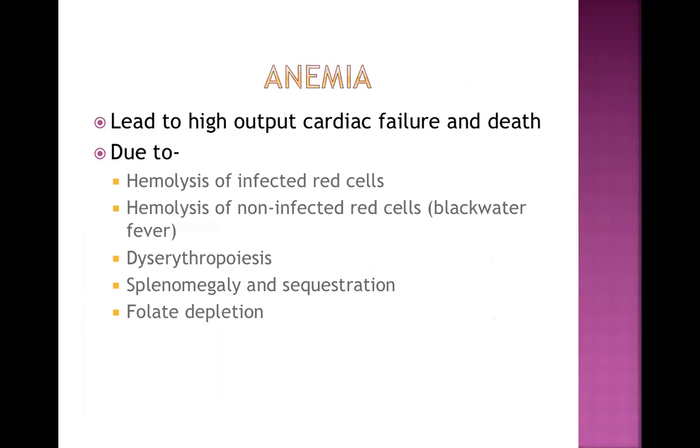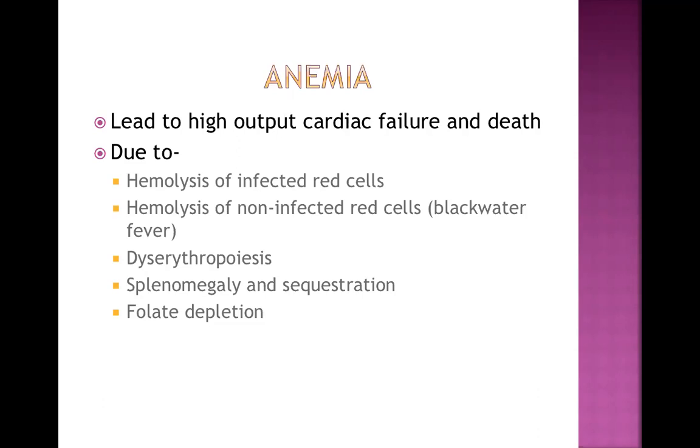This severe anemia can lead to high output cardiac failure and even death. Now, the question is why this anemia occurs in this condition. It occurs because of hemolysis of infected red cells. Let's go back to the pathogenesis. What is happening inside the RBC? Especially in falciparum malaria, Plasmodium falciparum is a type of plasmodium which affects all types of RBC, whether they are young or mature. So if they are infected, they will get ruptured, and that is called hemolysis.